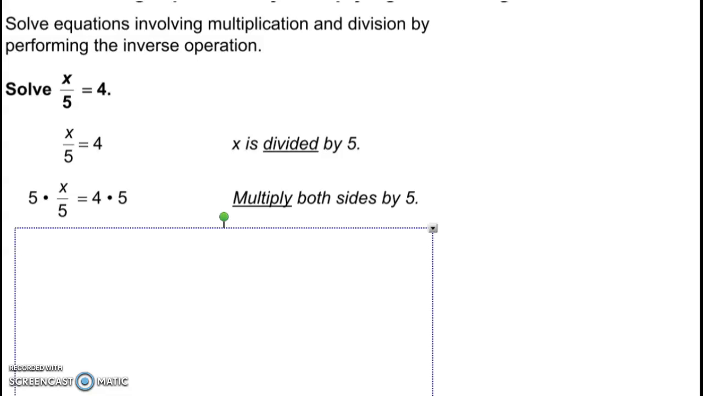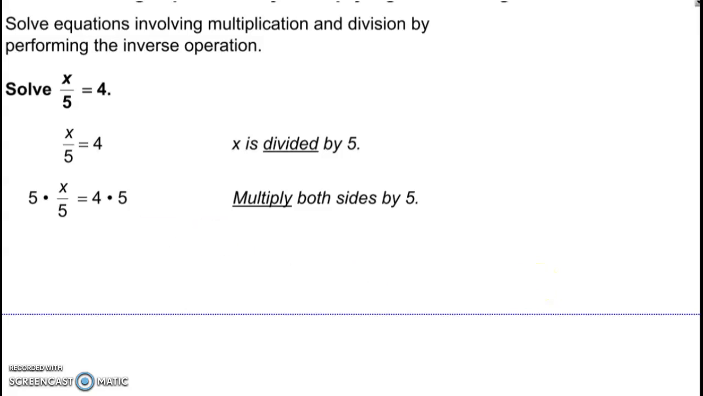Alright, so that was adding and subtracting. Here we're doing multiplying and dividing, but you still do the opposite. So the x is being divided by 5. So you do the opposite of division, which would be multiplication. So we're going to multiply by 5 on both sides to make sure it stays balanced.